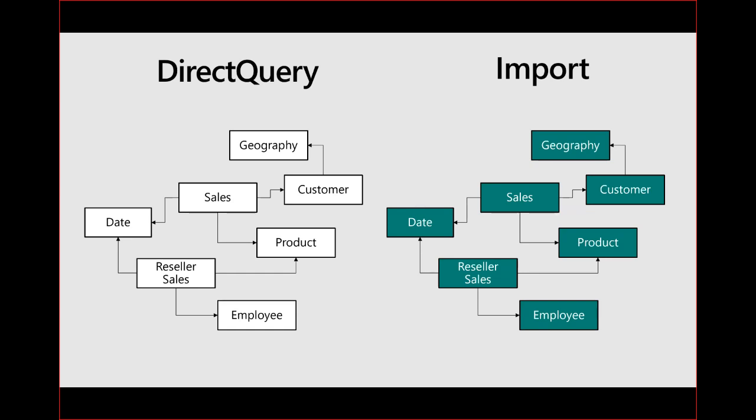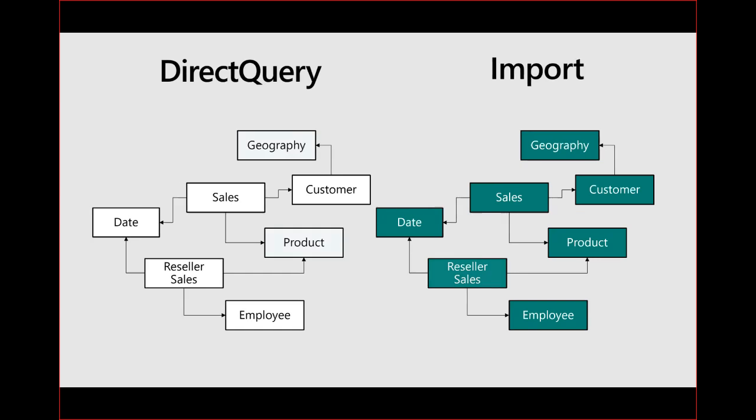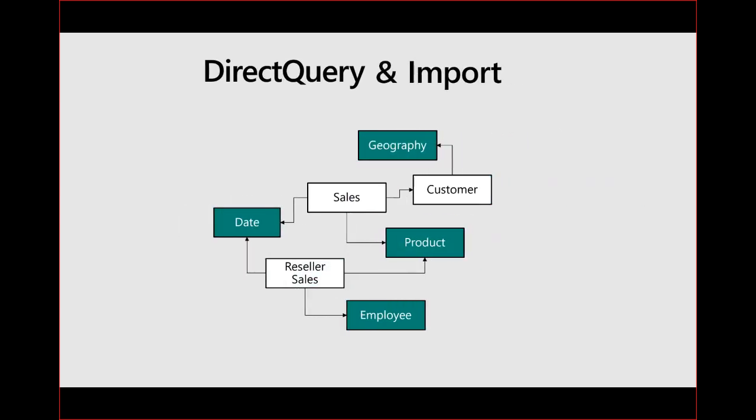So what we did in July of last year is allow you to mix and match the import and direct query storage mode at the table level. So now you can pick and choose which tables to cache. So you get a much better bang for your buck in terms of memory consumption.